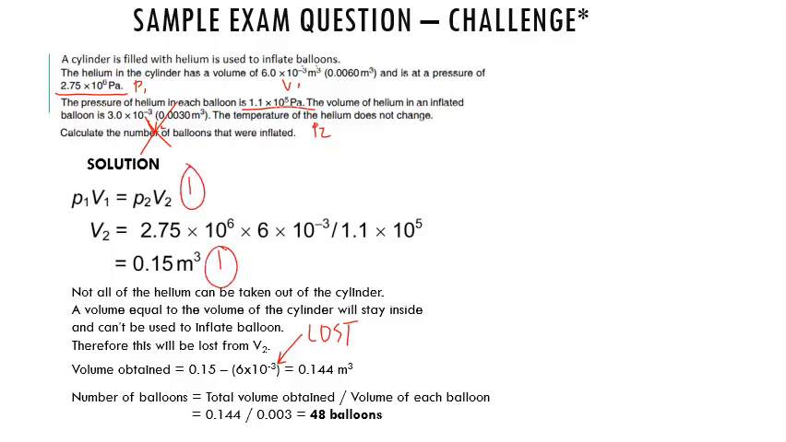Subtracting them together and finding this is 1 point. So basically you're losing 1 out of 3 or 1 out of 4, depending on how the question is structured. So that's one thing I wanted to talk about.